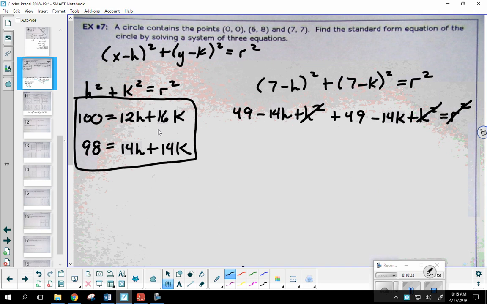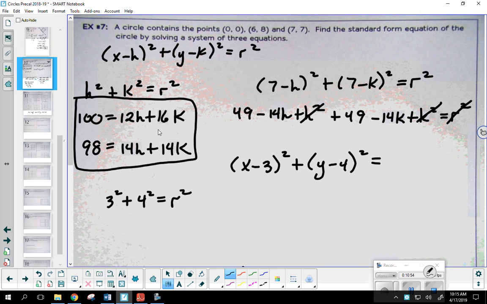But we know so far that because h is 3, x minus 3 squared, plus k was 4, y minus 4 squared, equals, the only thing we need is the radius. And for that, I'm going to go back to the original equation. H squared plus k squared equals r squared. So h squared plus k squared equals r squared.